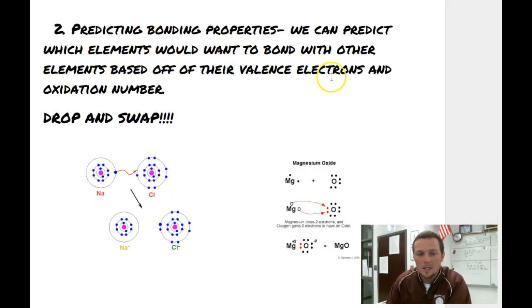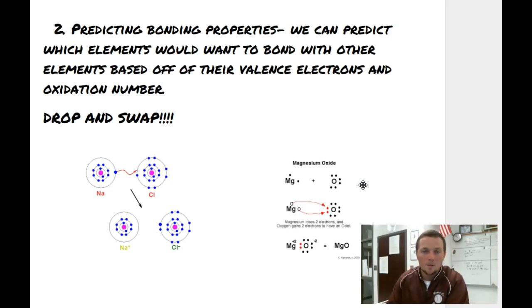We can predict which elements would want to bond with other elements based off of their valence electrons and oxidation numbers. So if you have an oxidation number of 2, like magnesium right here is 2 plus, and oxygen is 2 minus because it's group 16, then they're going to want to bond pretty quickly. They're very compatible in bonding because 2 plus, 2 minus is going to be a perfect bond, nothing left out, nothing left over.